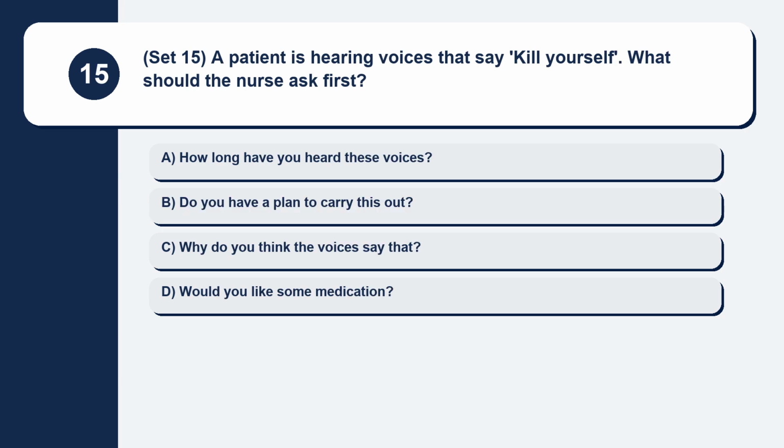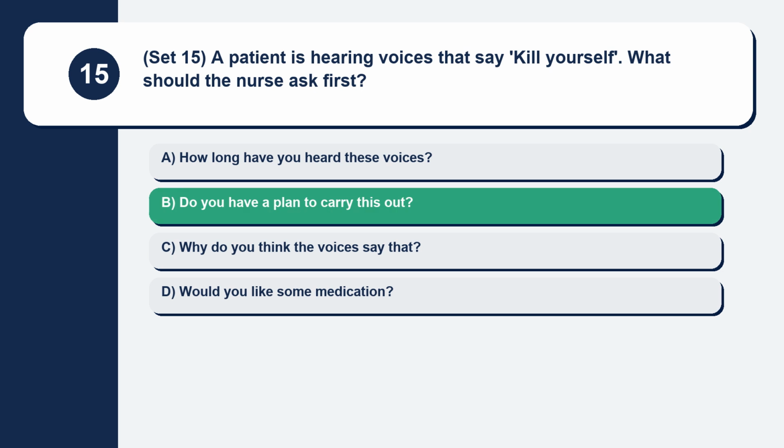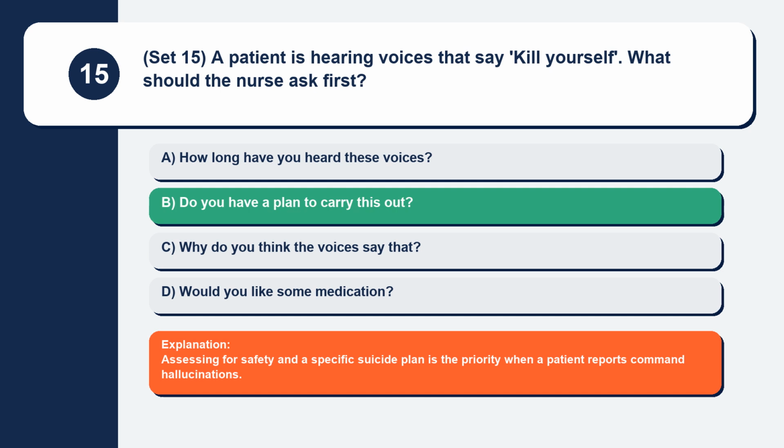Question 15. Set 15. A patient is hearing voices that say, "Kill yourself." What should the nurse ask first? How long have you heard these voices? Do you have a plan to carry this out? Why do you think the voices say that? Would you like some medication? Assessing for safety and a specific suicide plan is the priority when a patient reports command hallucinations.